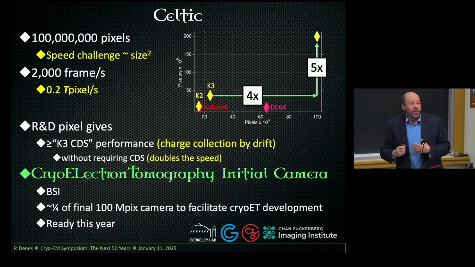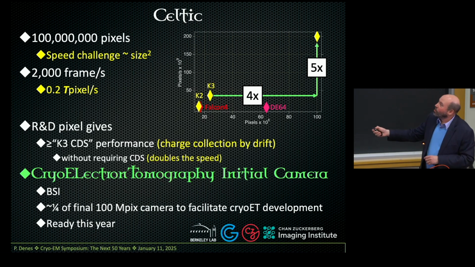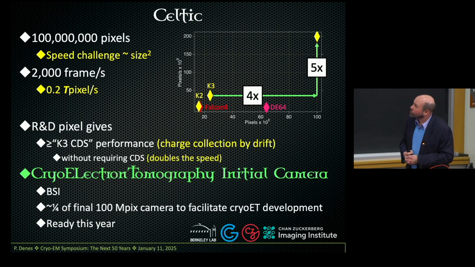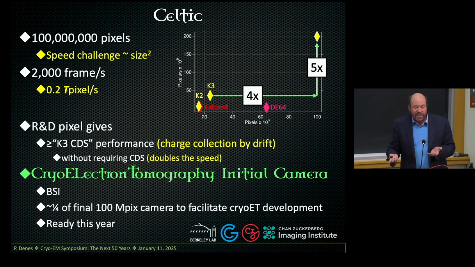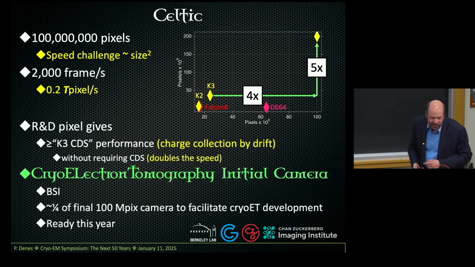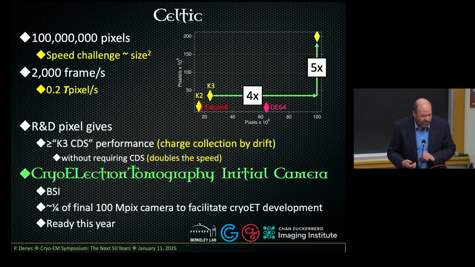But we think we have a road to get there based on these kind of improved pixels that gives us better performance and lets us go faster. So we are in the process of making a first step that's a quarter of a way to this that we have named Celtic, for cryo-electron tomography initial camera. Backside illuminated, does this stuff, and we'll be ready this year to try and help facilitate the development of this continuous tilt cryo-ET, which may have other challenges just besides the detector itself.